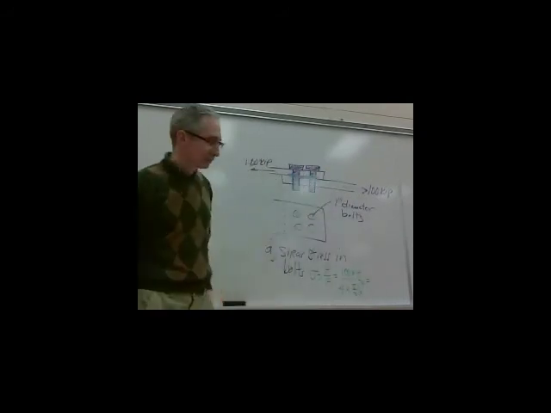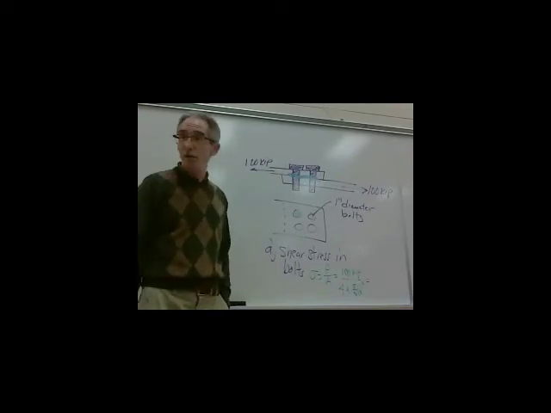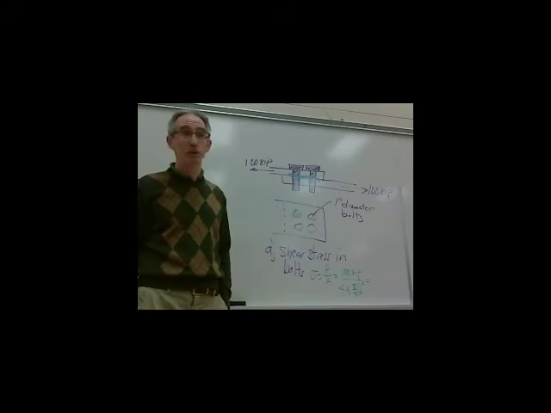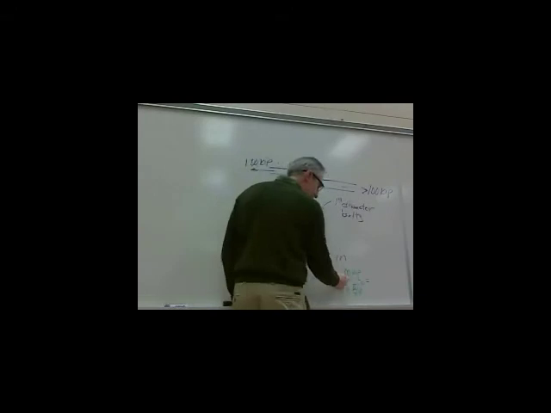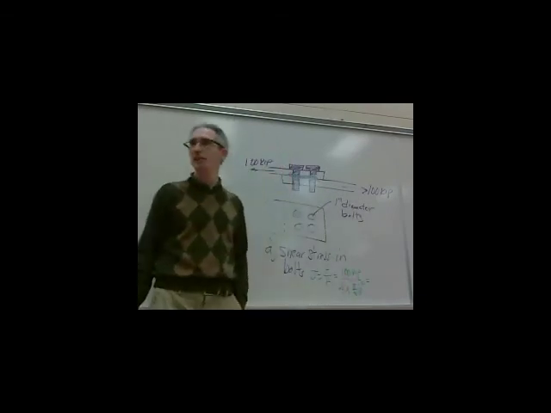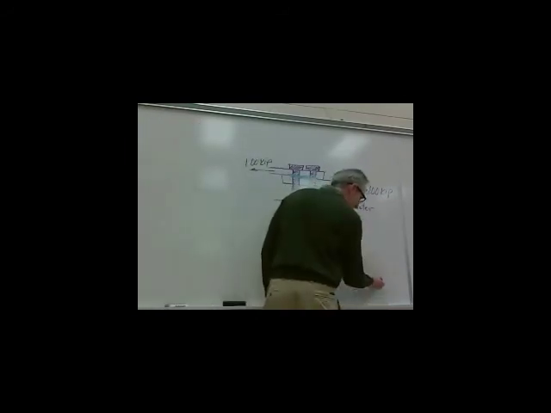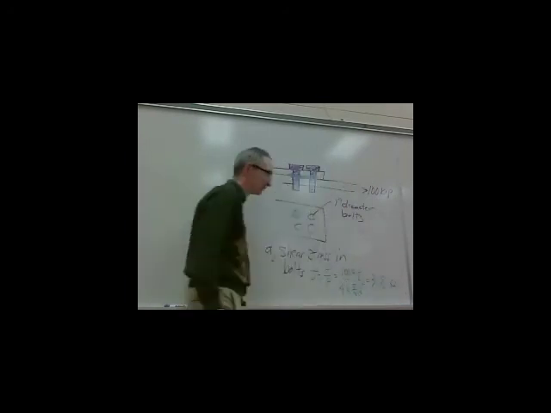So I think that gives me a total area of all the bolts of 3.14 square inches, right? Okay, so 100 kips divided by 3.14 square inches gives me what? 31.8. 31.8 KSI, kips per square inch.